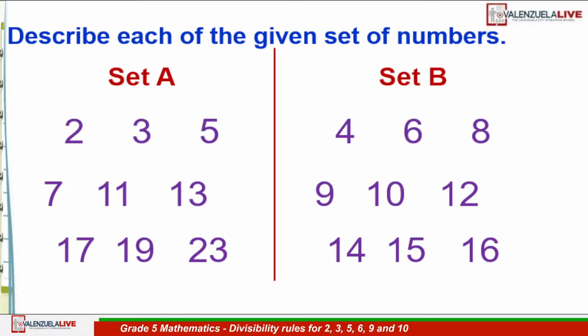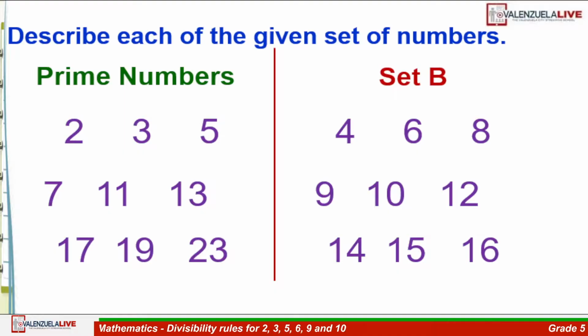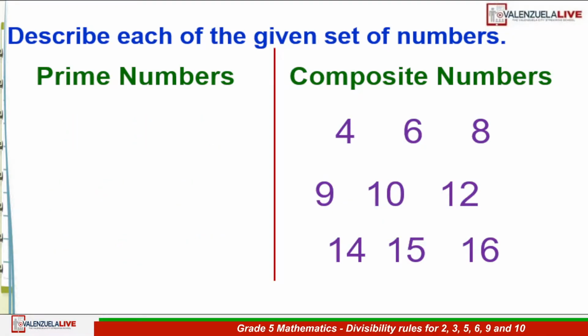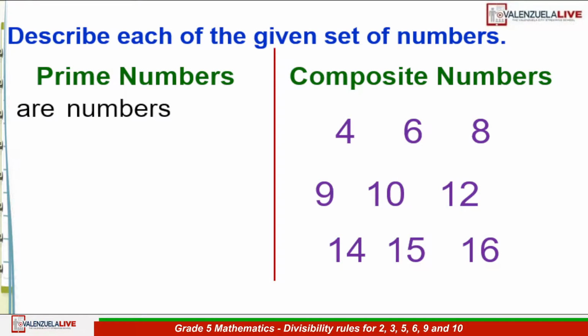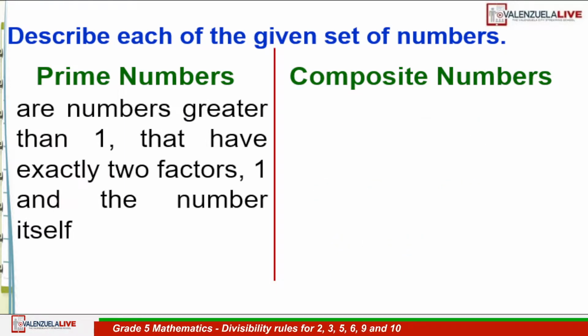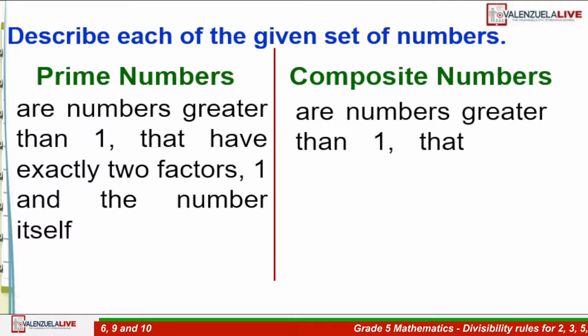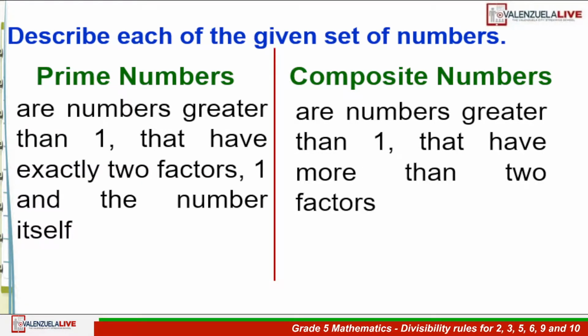If your answers are prime numbers and composite numbers, then you are definitely correct. What's the difference between prime numbers and composite numbers? Let's define. Prime numbers are numbers greater than 1 that have exactly two factors, 1 and the number itself. How about composite numbers? Composite numbers are numbers greater than 1 that have more than two factors. Okay, let's continue.